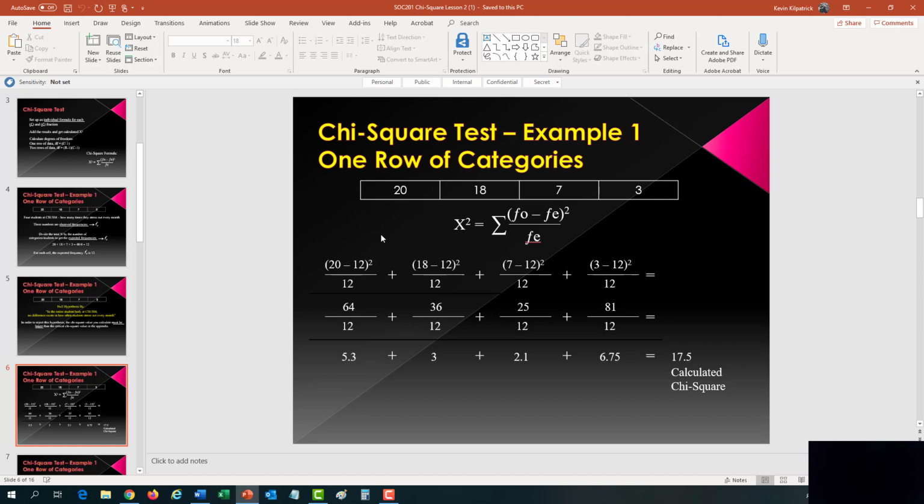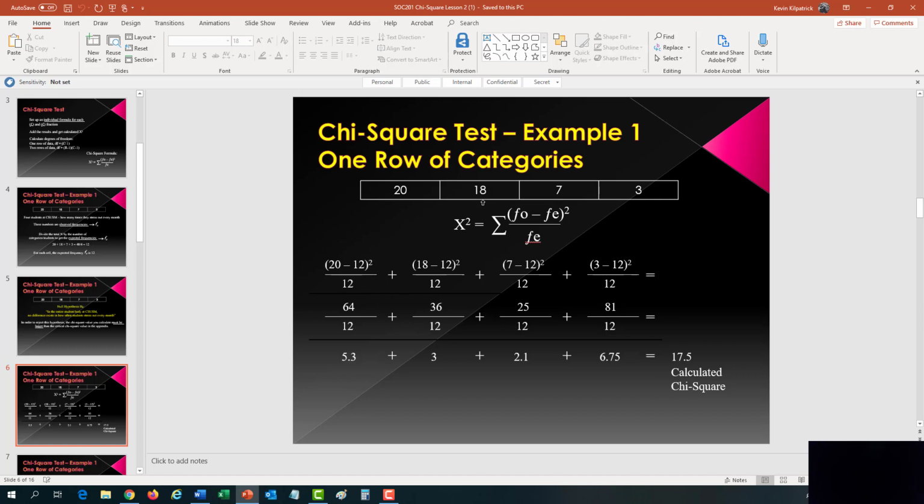So the first fraction that I'm going to set up is with the observed frequency of 20. And just like it's pictured here, the observed frequency minus the expected frequency, and that result is squared. And then you divide that number by the expected frequency. So for the first cell of 20, it's going to be 20 minus 12, and then we're going to square that result and divide that by 12.